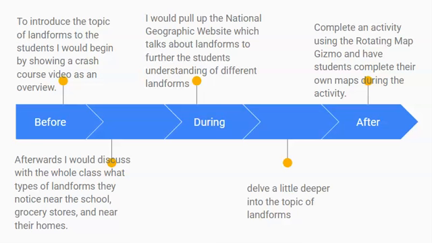By using the gizmo, it would help students create their own layout of a map based on directions given. They could rotate the center of the gizmo to show where a place would be located based on the cardinal directions, like north, south, east, or west.